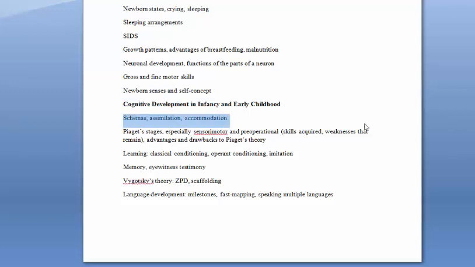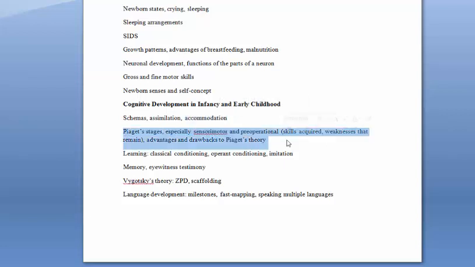So we said that our schemas, or our schemes, or our mental categories, help us organize information, and that assimilation and accommodation are ways that we make sense of our environment. With assimilation, we make sense of new information by putting it into the categories that we already have. With accommodation, we make sense of something new and interesting by changing the categories that we already have, because maybe the categories we have didn't fit this new information, so we have to change those.